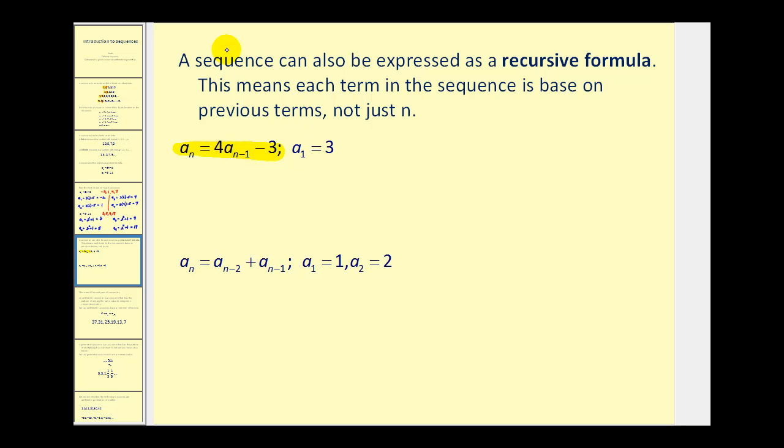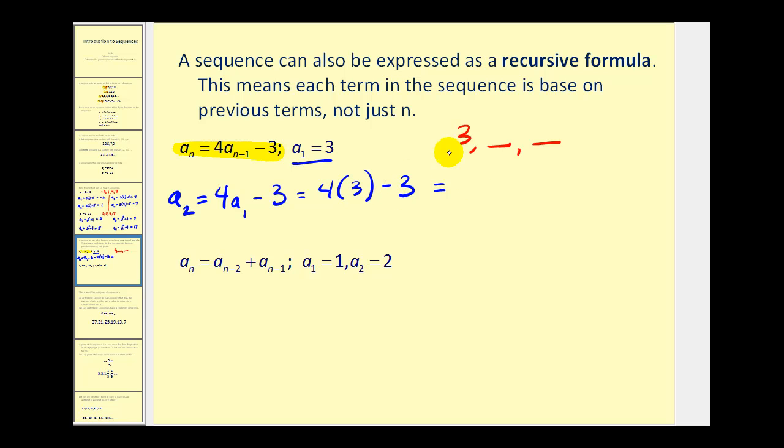So notice that they give us some extra information here to get us started. We know that a sub 1 is equal to 3. Let's go ahead and find the next two terms. So the first term is equal to 3. Let's see if we can find the next two terms. So if we want to find a sub 2, we know n is equal to 2. So we're going to have 4 times a sub, well, 2 minus 1 would be 1. So we have a sub 1 minus 3. We know the value of a sub 1. It was given to us as 3. So we have 4 times 3 minus 3.